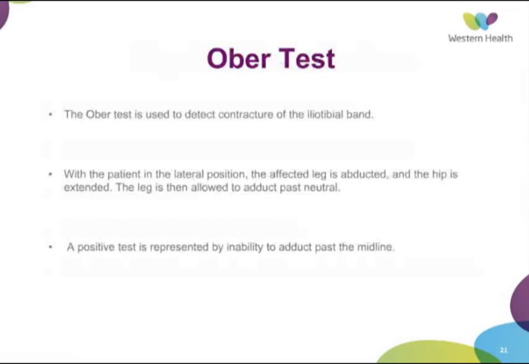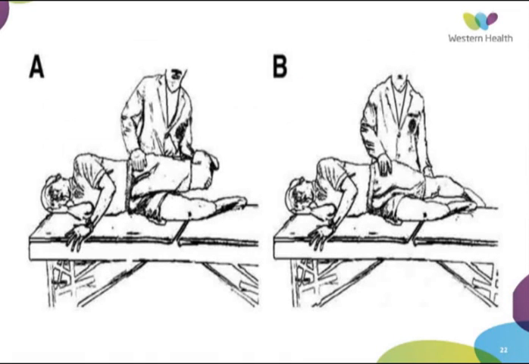This is normally a test used to diagnose iliotibial band syndrome or to check for contracture of the iliotibial band. The patient is lying down in the lateral position. Then the affected leg is abducted and the hip is extended, and then the leg is allowed to go from abduction to neutral, and when it passes neutral alignment, this will cause pain. The positive test is shown by inability to adduct past the midline. This is a picture showing how the test is done.